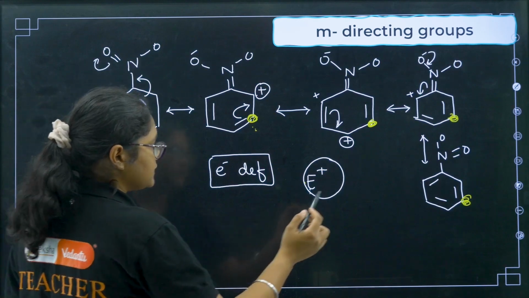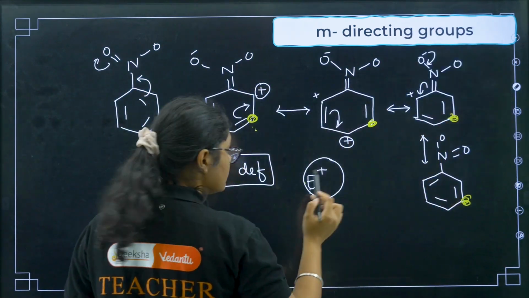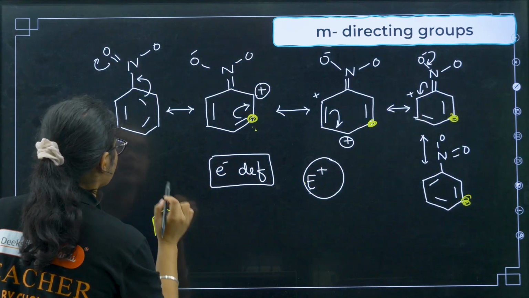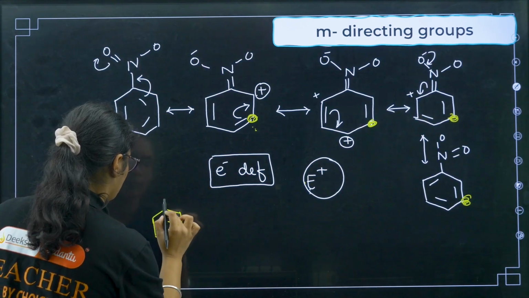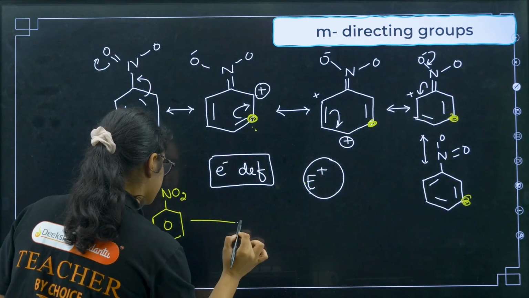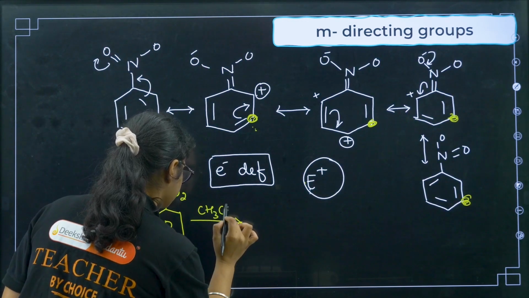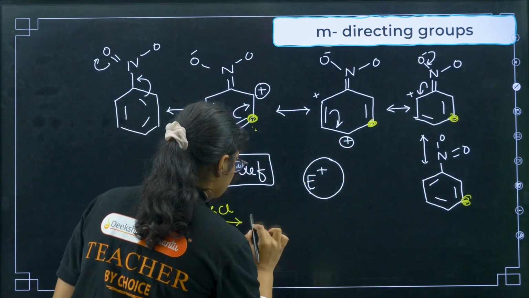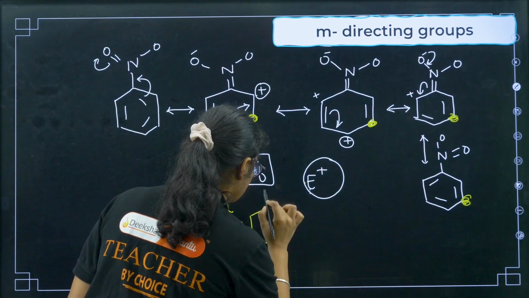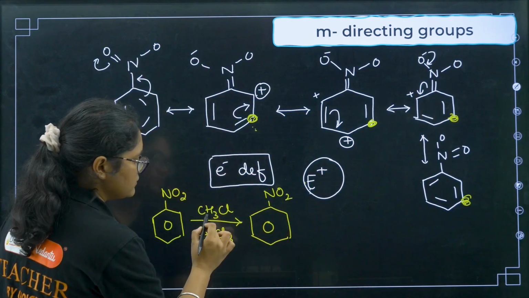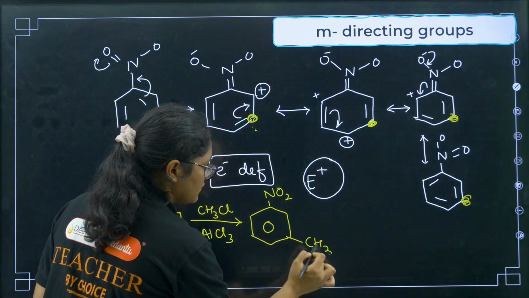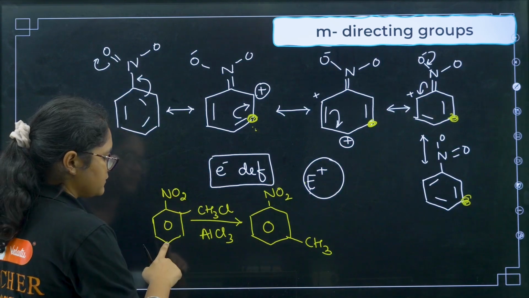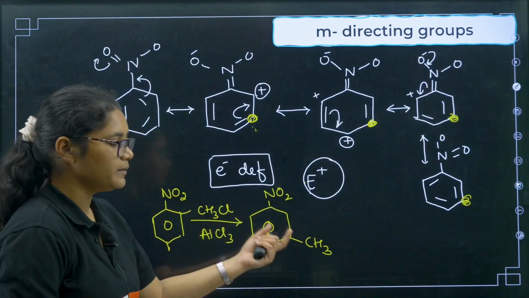So let me take an example here. Suppose I have this compound NO2, and then suppose I am adding CH3Cl, AlCl3. In that case what will happen? The NO2 group will direct, because it is a meta directing group, the CH3 will attach here, right? And in the previous example, if OH was there, we were getting two products where ortho and para were substituted, but here it will be meta.